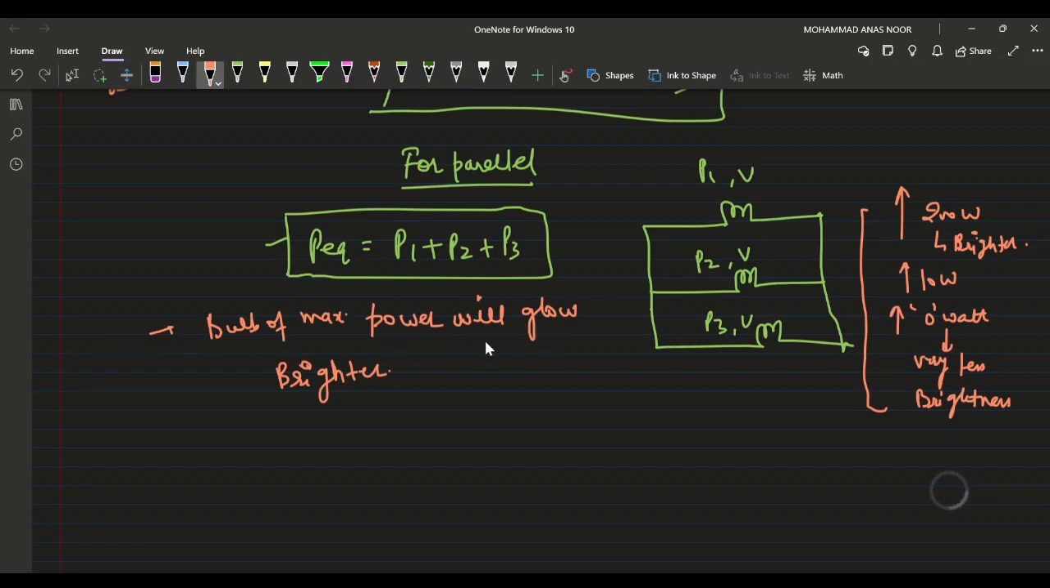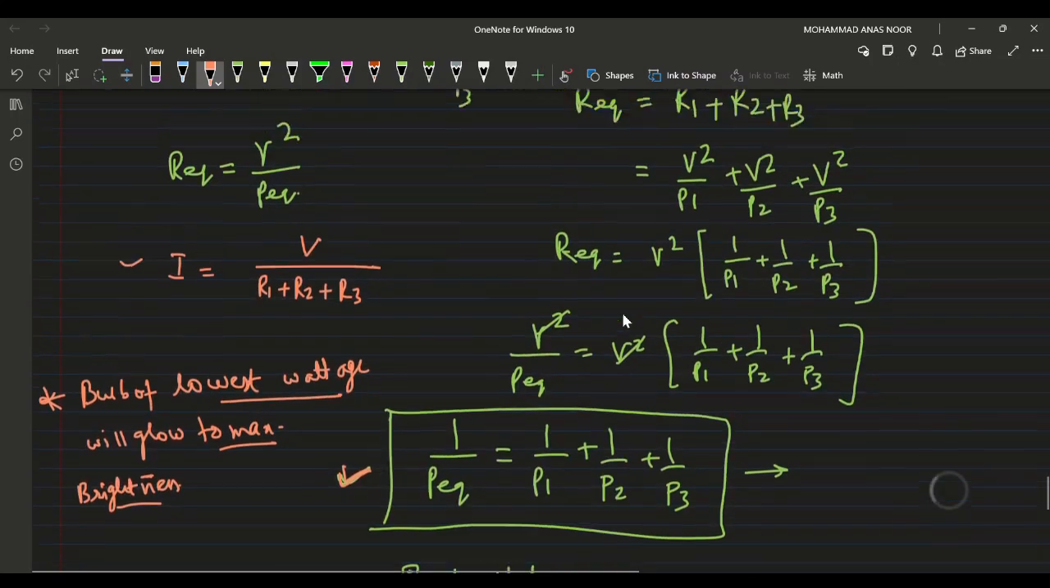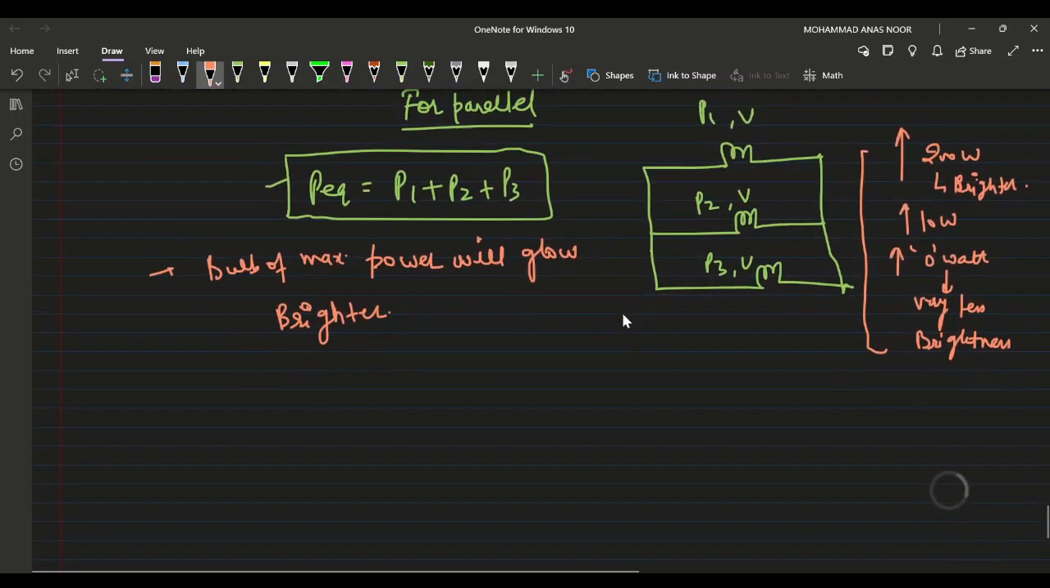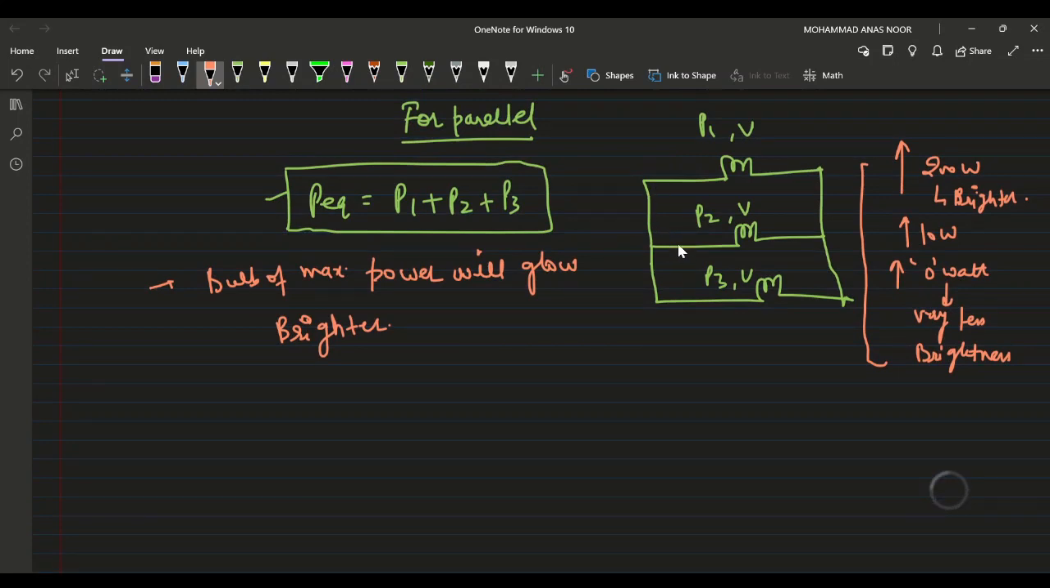Maximum power bulb will glow brighter in a parallel combination. I cannot give you an example of a series combination because it's not found in homes. In homes, we connect everything in parallel. So whatever has the maximum power, that one will glow brighter.